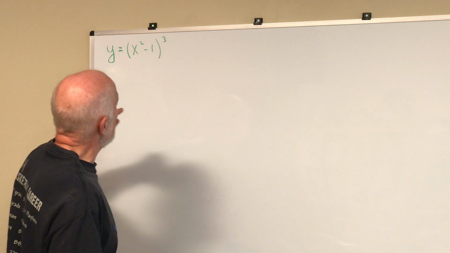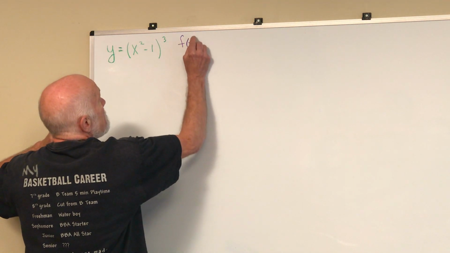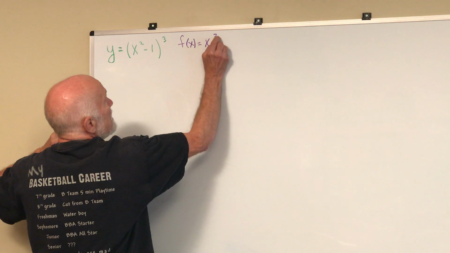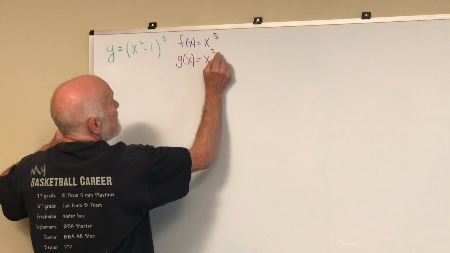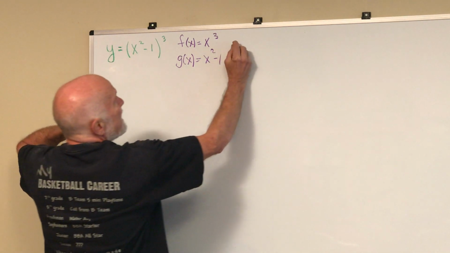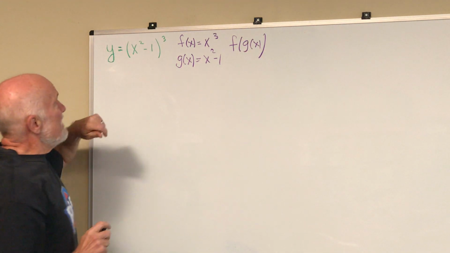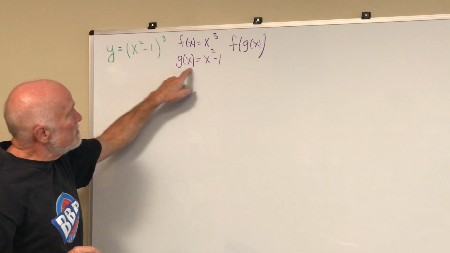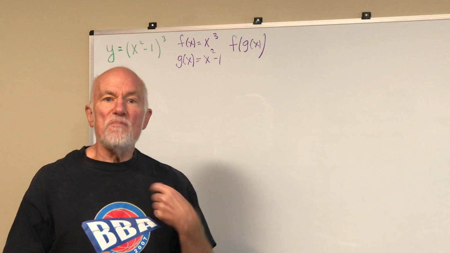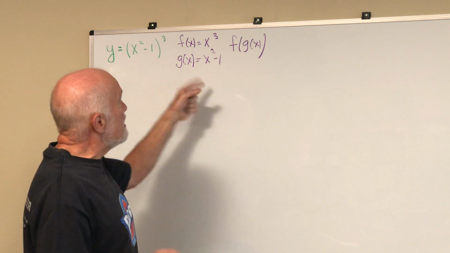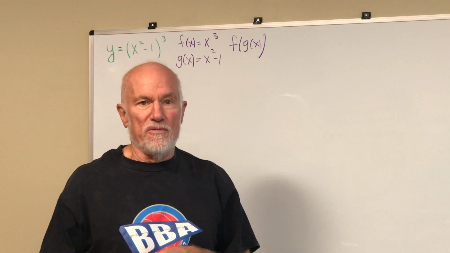This is a composite function, and it's compositing the function f of x equals x cubed and g of x equals x squared minus 1. Now we could call this whole thing f of g of x. It's not cubing x, it's cubing g of x. And it's going to be important in the composite function which one is the main function. Well, since we're really cubing this other function, we would consider f to be the main function there.